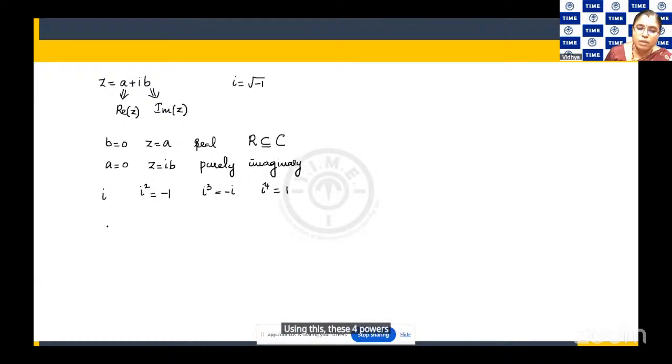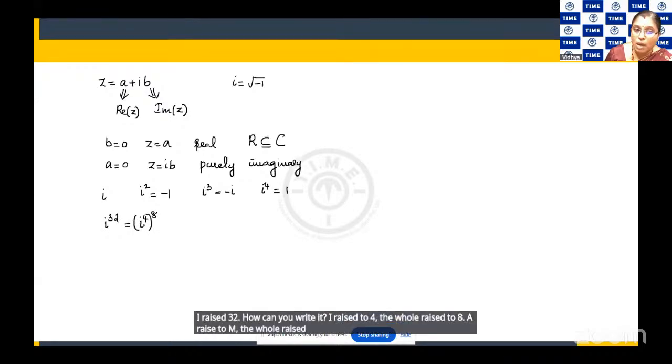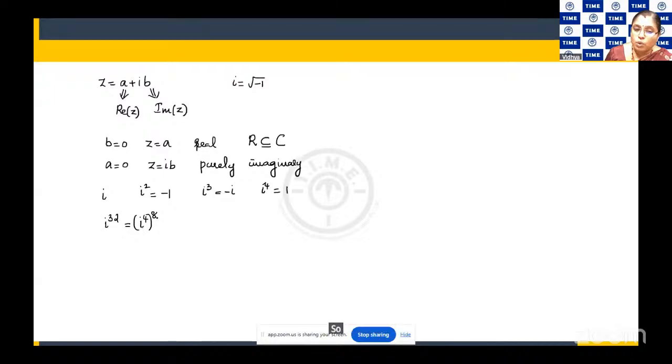Say for example, if you want to write i raised to 32, how can you write it? i raised to 4 the whole raised to 8. a raised to m the whole raised to n is a raised to mn. So i raised to 4 the whole raised to 8 is i raised to 32. So this is equal to 1 raised to 8, which is equal to 1. So like this, you can find out any power of i.